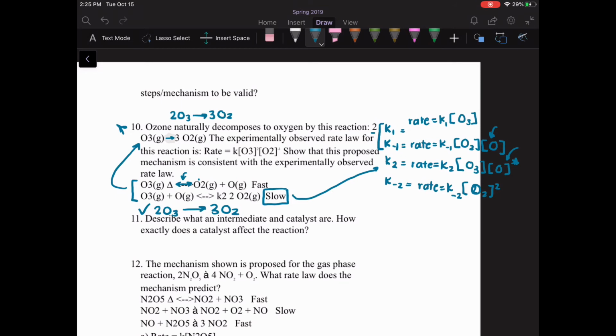So what I mean by that is I can set these rates equal, because at equilibrium, the forward and reverse reactions are the same, or the rates of them are. So k1 [O3] equals k-1 times [O2] times [O]. So now I just divide both sides by k-1 times [O2]. So I'm left with k1 divided by k-1 times [O3] over [O2] equals [O].